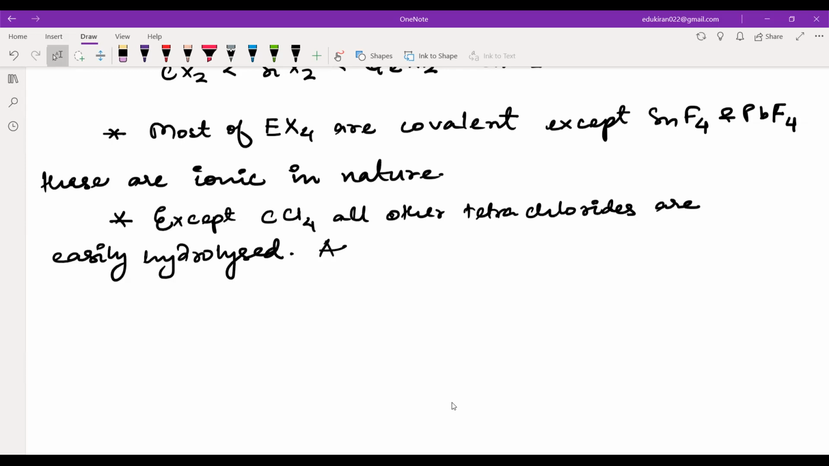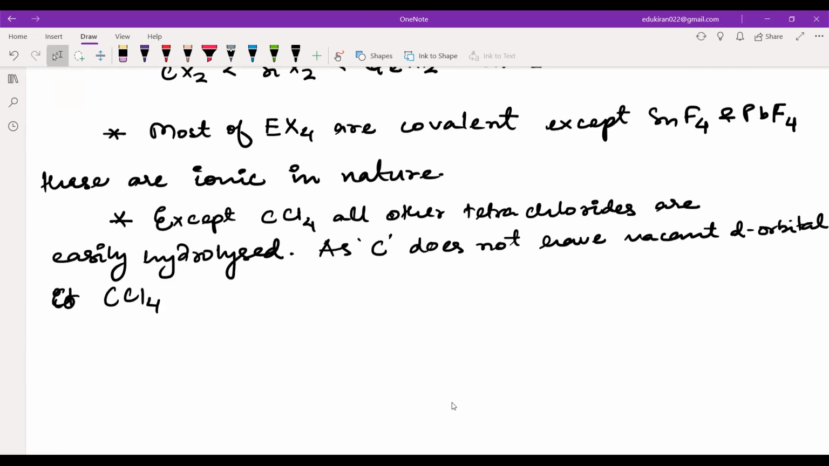Because carbon does not have a vacant d orbital, CCl4 cannot undergo hydrolysis. Cannot undergo hydrolysis.